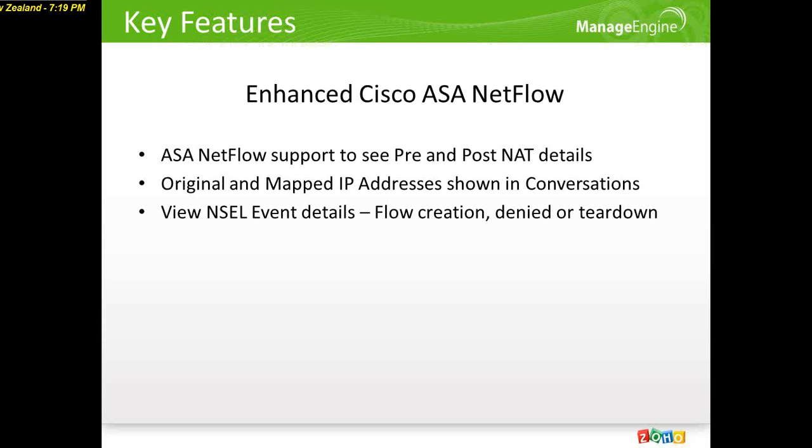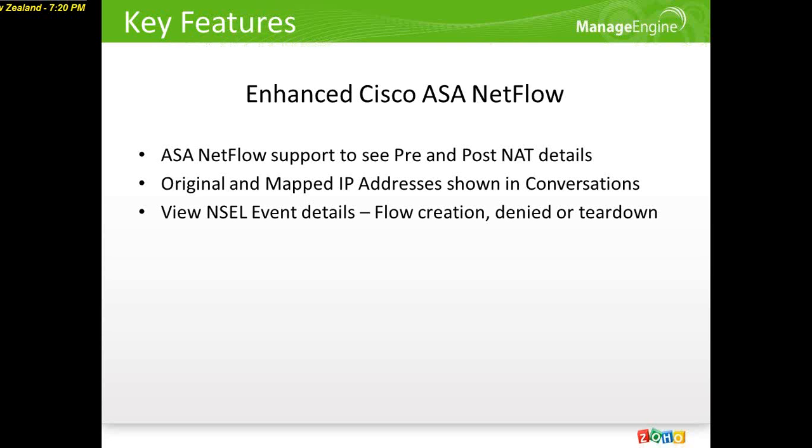sent from the ASA to NetFlow Analyzer so that we receive the NetFlow packet and show you the original IP address and the mapped IP address. That is, most of the companies will do one-to-one mapped NAT or one-to-many NAT on the Cisco ASA. That is, when an internal IP address goes to the outside world, the internal IP address will be masked and a public IP address of the firewall will be the source IP address, and it will be sent to WAN or cloud. So you can see both original and mapped IP address in the conversation report or in the raw data report.